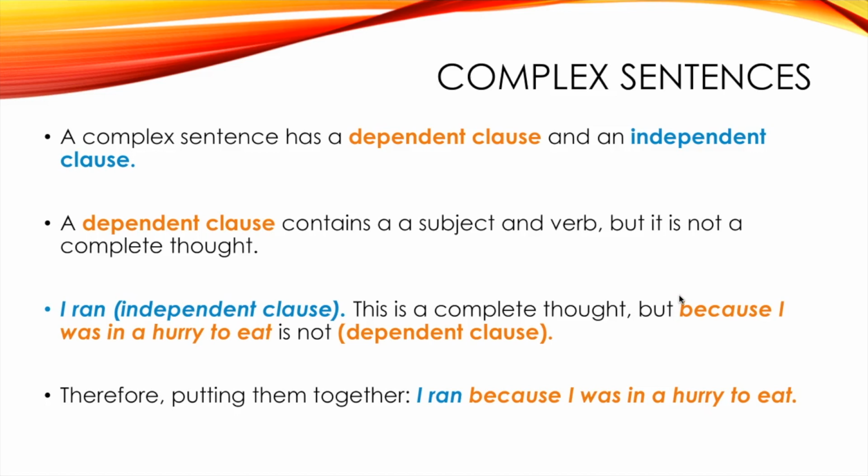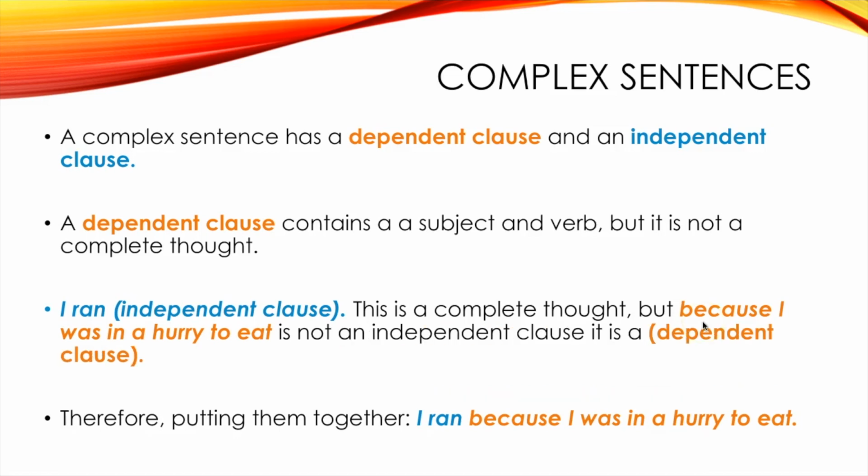Okay, now we have a complex sentence. So a complex sentence has a dependent clause and an independent clause. So you can see the dependent clause is in orange and the independent clauses are in blue. So the dependent clause contains a subject and a verb, but it is not a complete thought. So it needs some more words or more language to complete the thought. So if we look at our example, I ran, this is an independent clause. It is a complete thought. I ran. Okay, we could add something to it, but simply I ran is an independent clause.